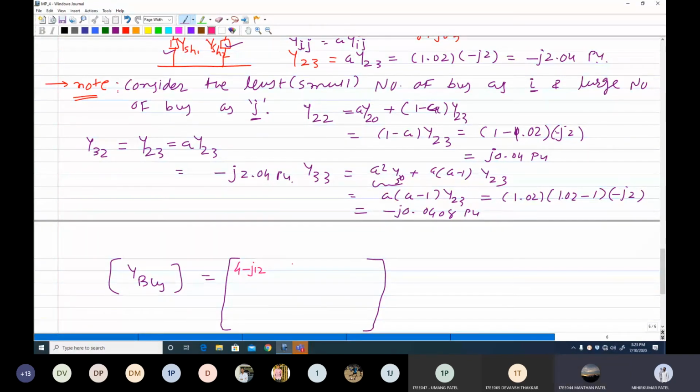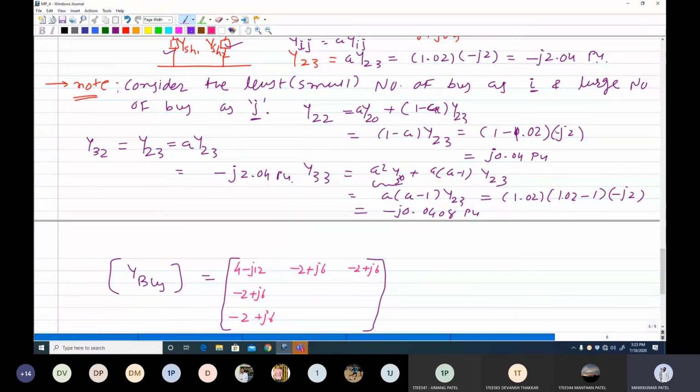Then y12, minus 2 plus j6, is as it is. Then minus 2 plus j6, minus 2 plus j6. Again, it is minus 2 plus j6, minus 2 plus j6.